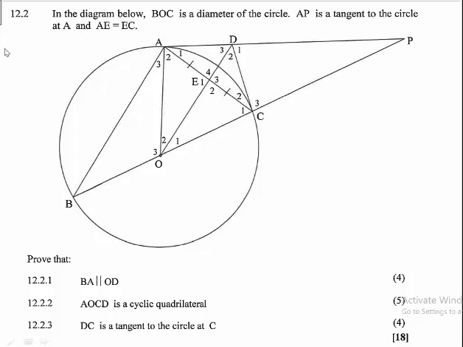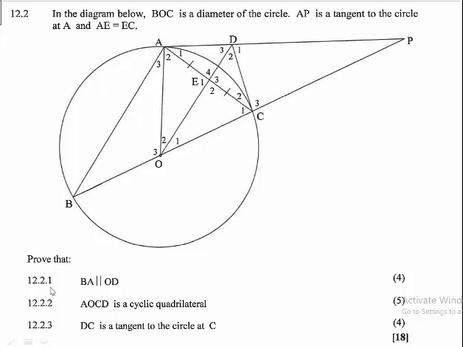In the diagram below, BOC is a diameter of the circle. AP is a tangent to the circle. So remember, BOC is this, so it's a diameter. We saw it. And then AP is the tangent. It's that. And at A here it's right angle. And you have AE is equal to EC. So you have AC is equal to EC. Now you look at the questions.